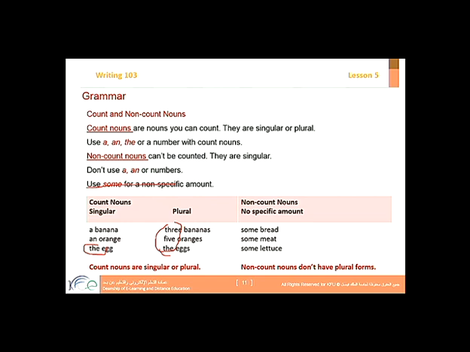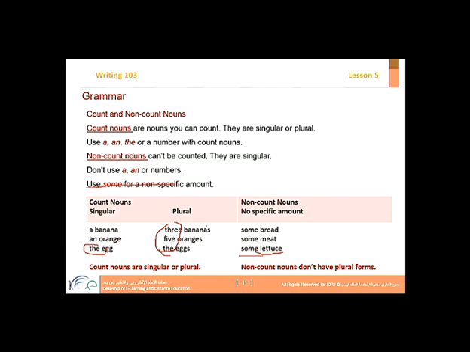Now, if I have a non-countable noun, وأبغى أقول إني أبغى كم من هذا الشيء الغير معدود. I could use some. So I could say I want some bread. I could say I want some meat. Or I could say I want some lettuce. Okay, lettuce هو الخس. Okay.